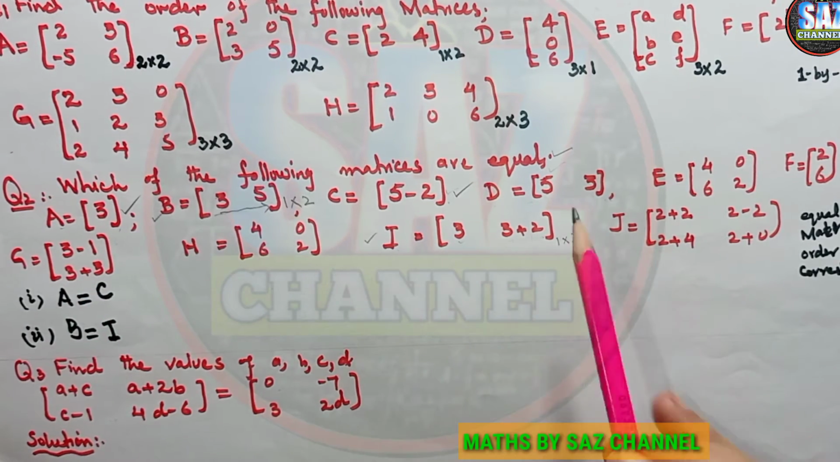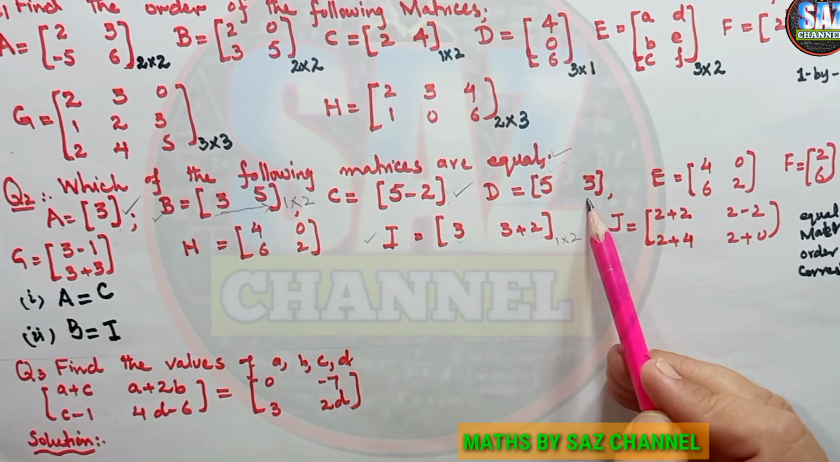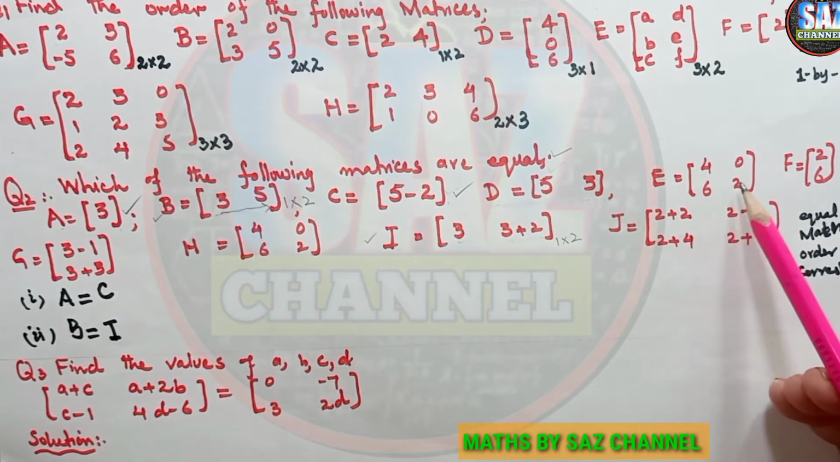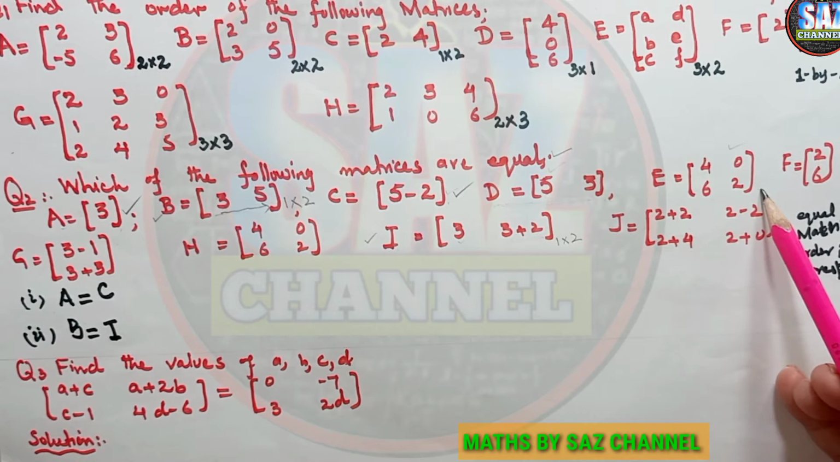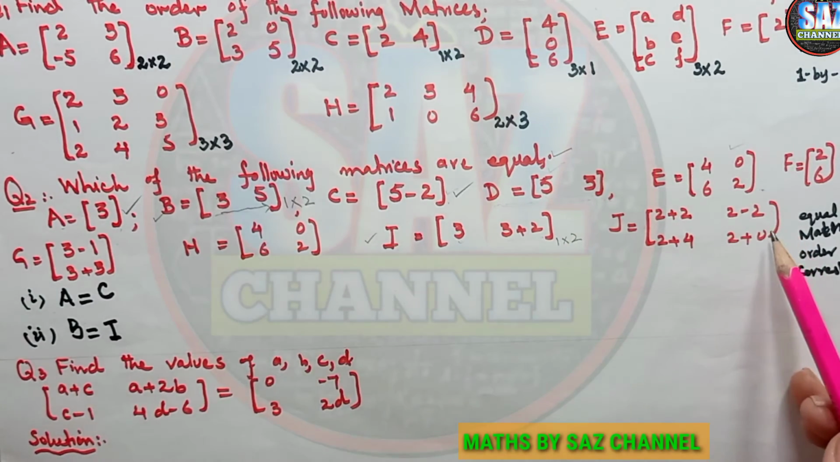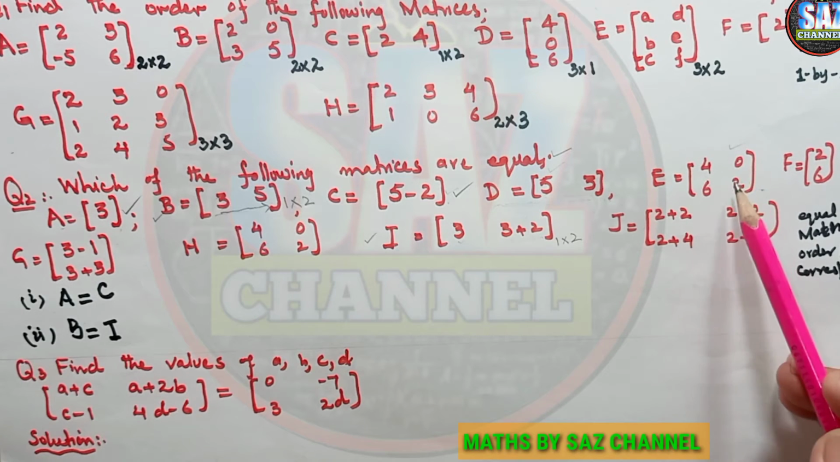D, I hope there is no matrix with us which is equal to D. Coming to E, E has the elements 4, 0, 6 and 2, and the order is 2 by 2. Now I have to check the rest of the matrices, which matrix has the order 2 by 2 and the corresponding elements are also 4, 6, 0 and 2.